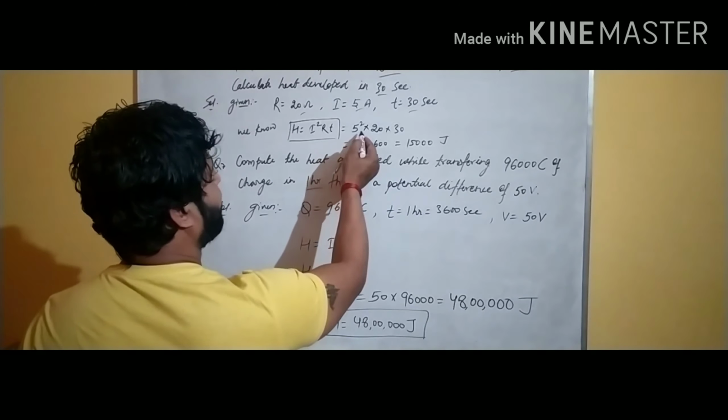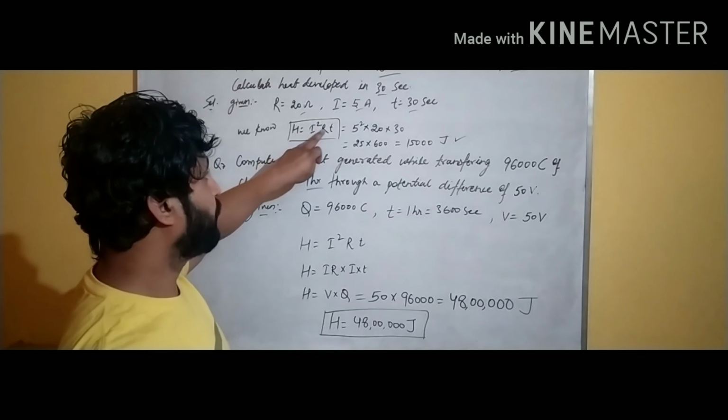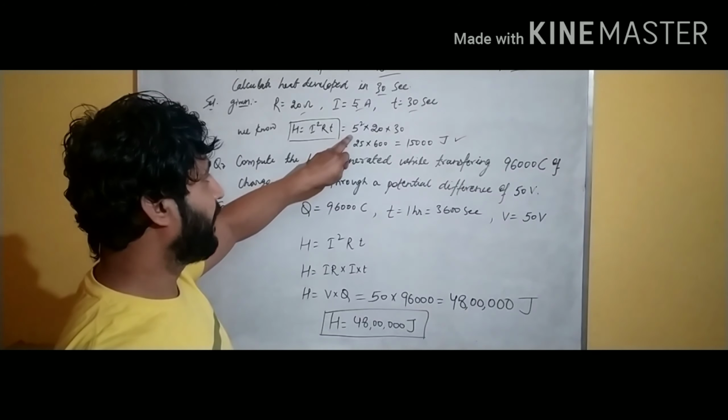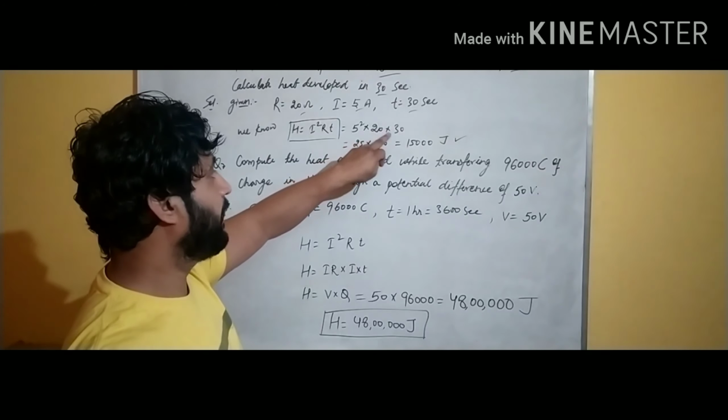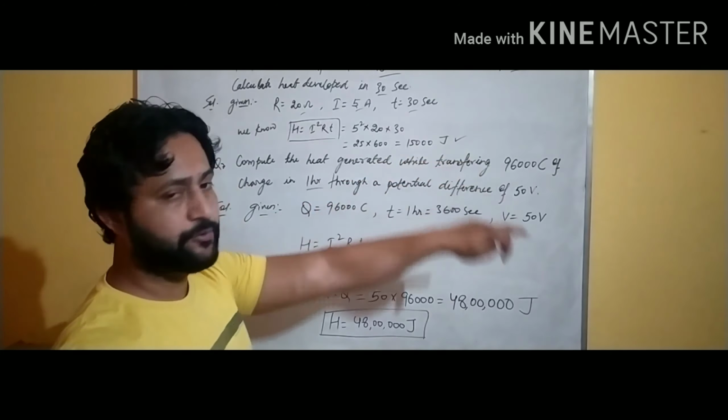It is very simple. All values are given in this numerical. Resistance is given, current is given, time is given. And you know by Joule's law of heating, heat produced is equal to I square RT. I square is 5 square, R is 20, T is 30. Multiplying these values, we get the heat produced as 15,000 joule.